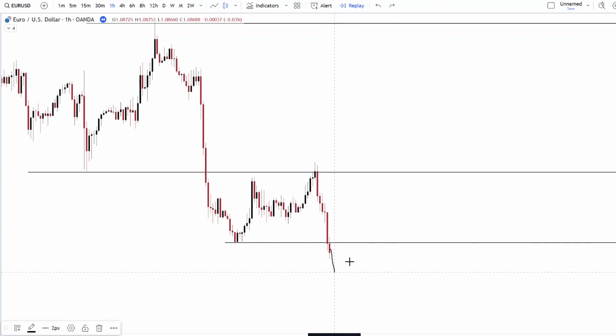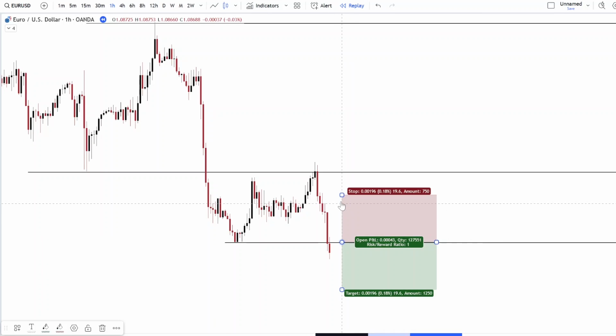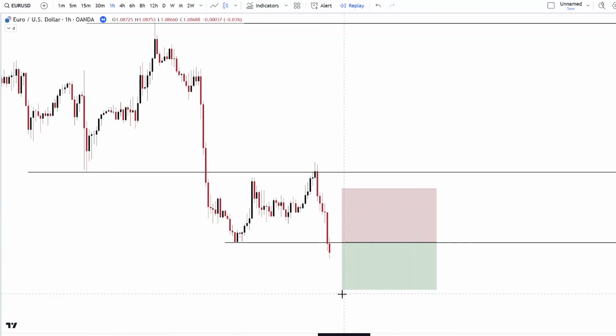So what are we waiting for? Waiting for price to reject from this level and come down. So if you are looking for a trade, your highest probability trade would be something like this.